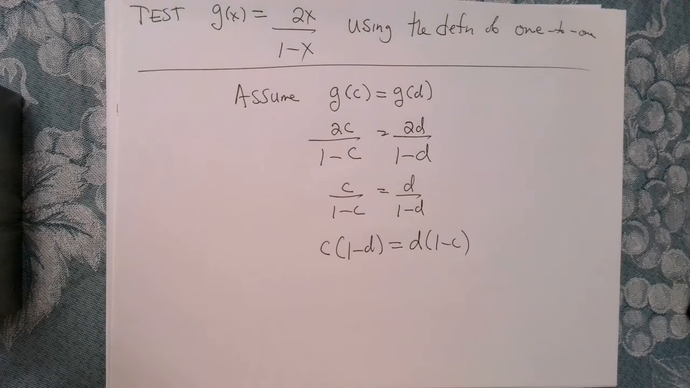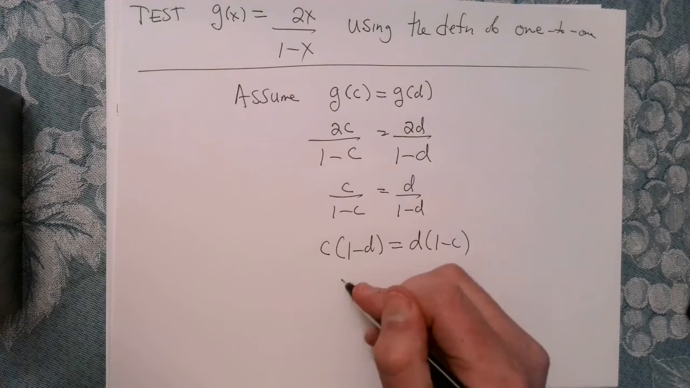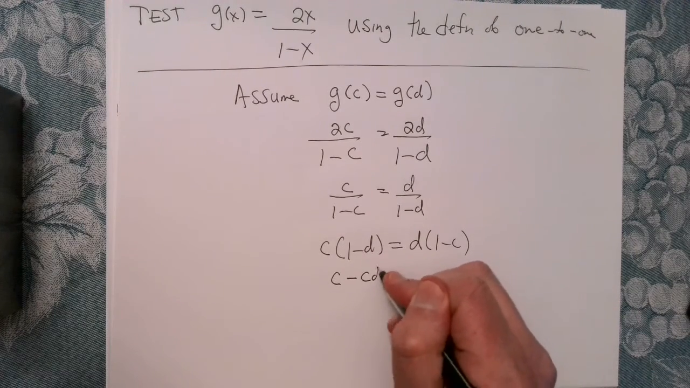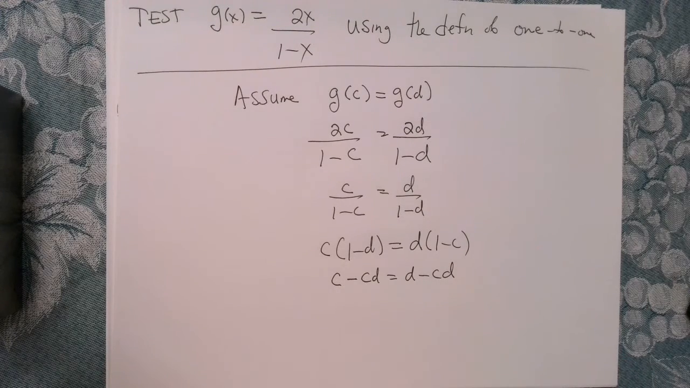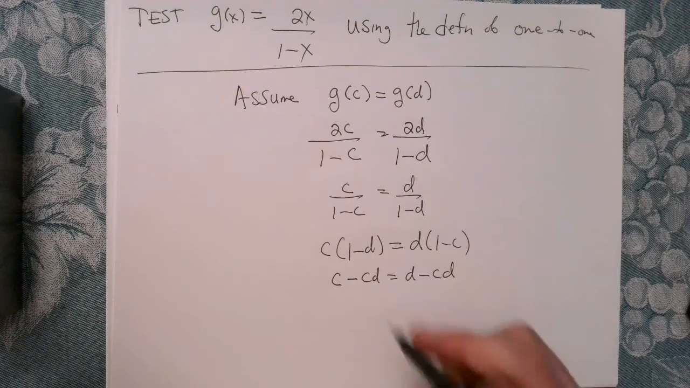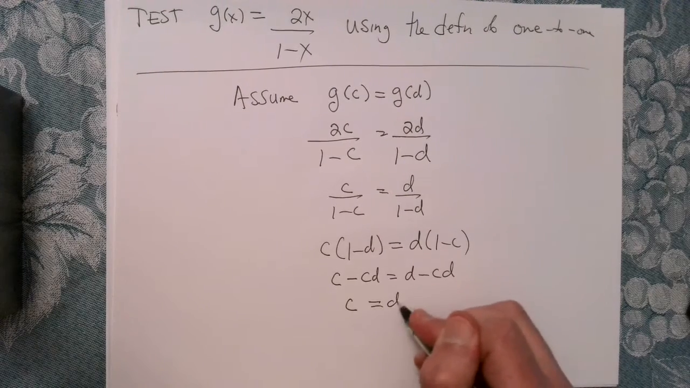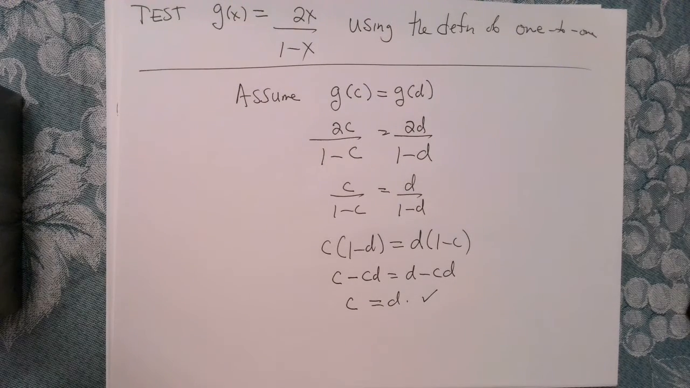Okay, cross multiplication. I'll just distribute on both sides. So I've got c minus cd equals d minus cd. And I can add cd to both sides, and that gives me c equals d. Cool, so the algebra speaks loudly. This is a one-to-one function. Couldn't tell from the picture. How powerful. The power of algebra.